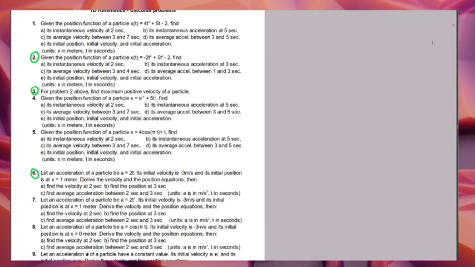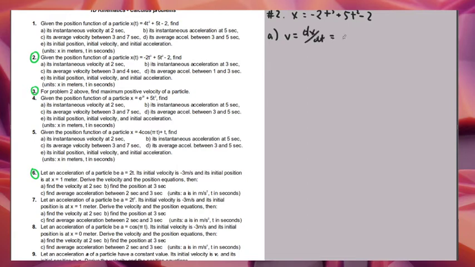So let's start with number 2, second problem. Given the position function of a particle, so what I have is a position x as a function of time equals minus 2t cubed plus 5t squared minus 2. Find instantaneous velocity at 2 seconds. Okay, so part A, I need instantaneous velocity. Well, given that I have a position function, I can very easily get to the velocity. Velocity is dx dt.